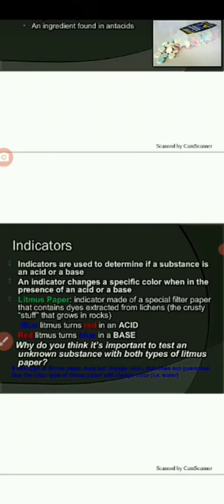So in the live class we shall discuss the reactions of acids and bases, how acids react with metals and metal carbonates, and interesting things that we use in our daily life.